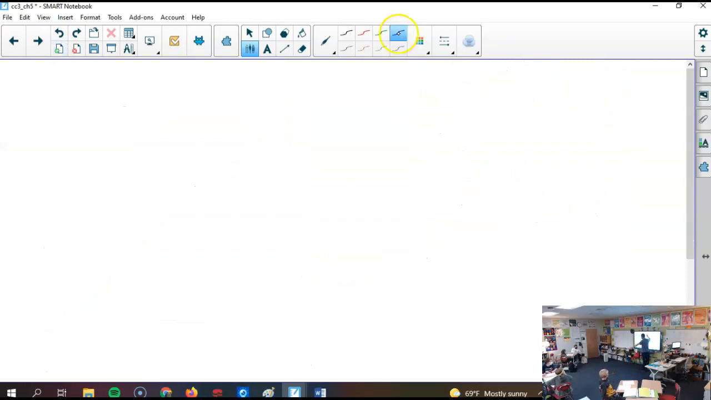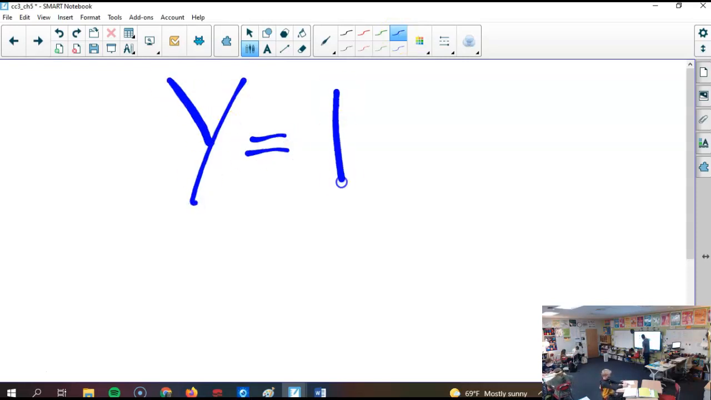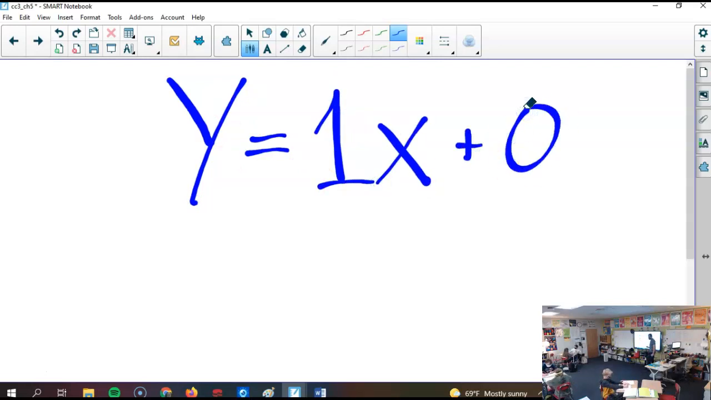funny enough, you're right, but it has a different name. Hey, I only have a couple more things to ask you to write down. The graph of y equals 1x plus 0. This is what we call... I see pencils not moving. Anyone know what this is called? You have 2 of them. Some of you have more than that.